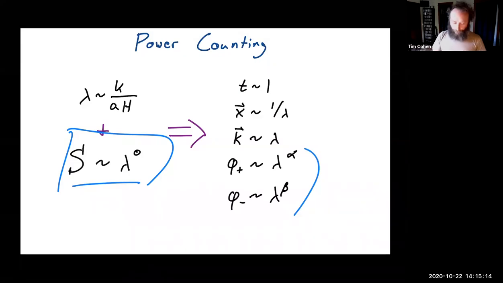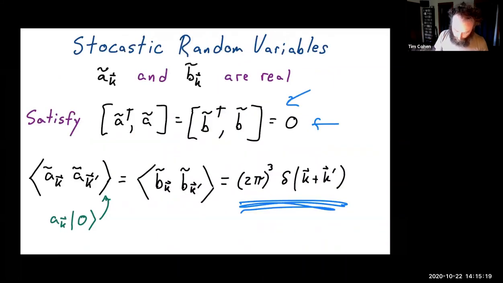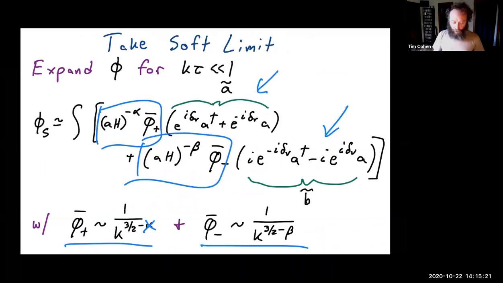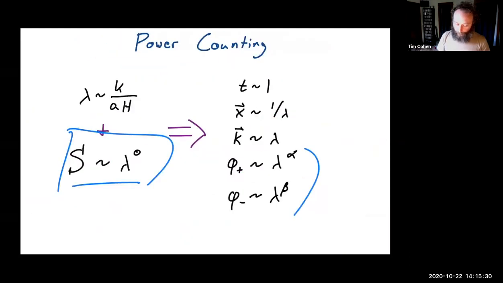If you go back, let me just show, yeah, for example, here, it's this scaling with 1 over a to the minus alpha and 1 over a to the minus beta in front of each of these, which is exactly reflected in the power counting.